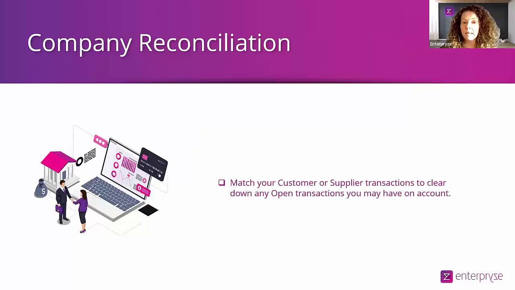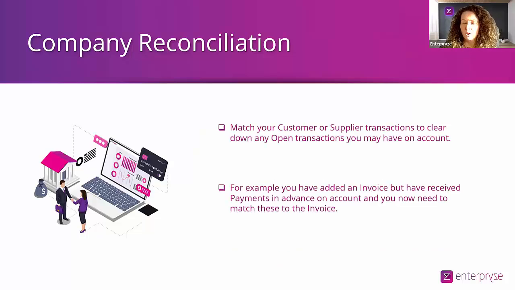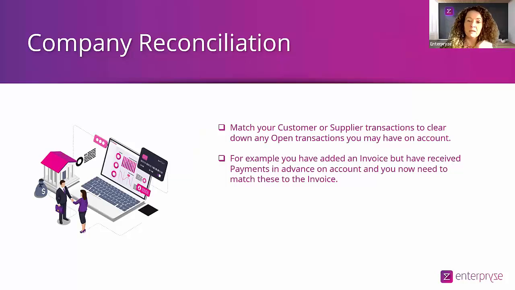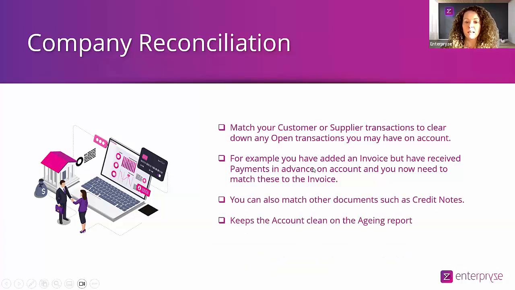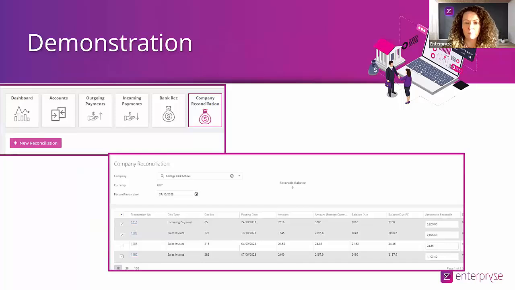And of course, then the company reconciliation. We've talked about this, matching up the outstanding transactions on your customer and supplier to clear them down. So for example, any open invoices, credit notes, payments. So maybe you had multiple payments on account. How do I clear those down and make that look clean on my aged receivables? So you can do all of this through the company reconciliation screen. So I've mentioned there already about the credit notes, and it keeps it clean on the aging report.